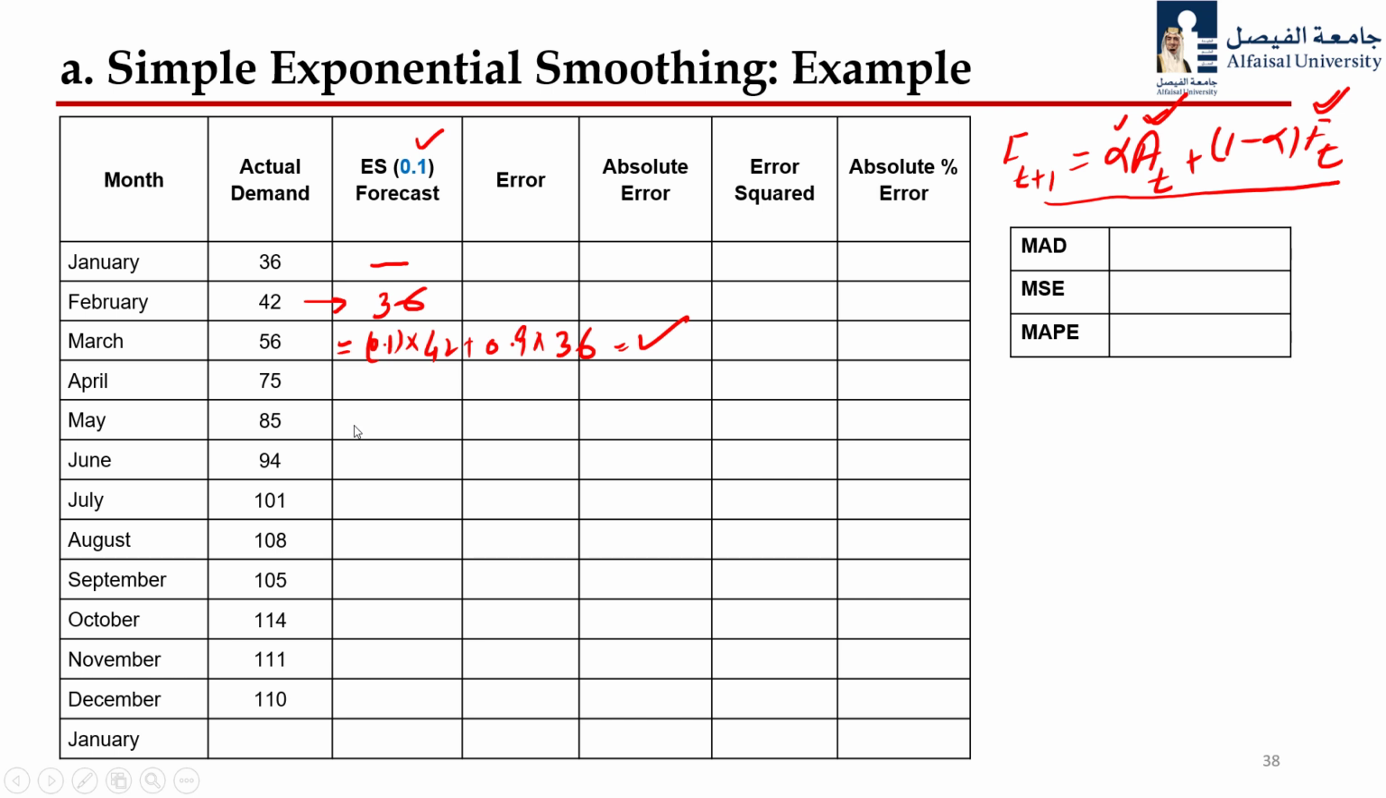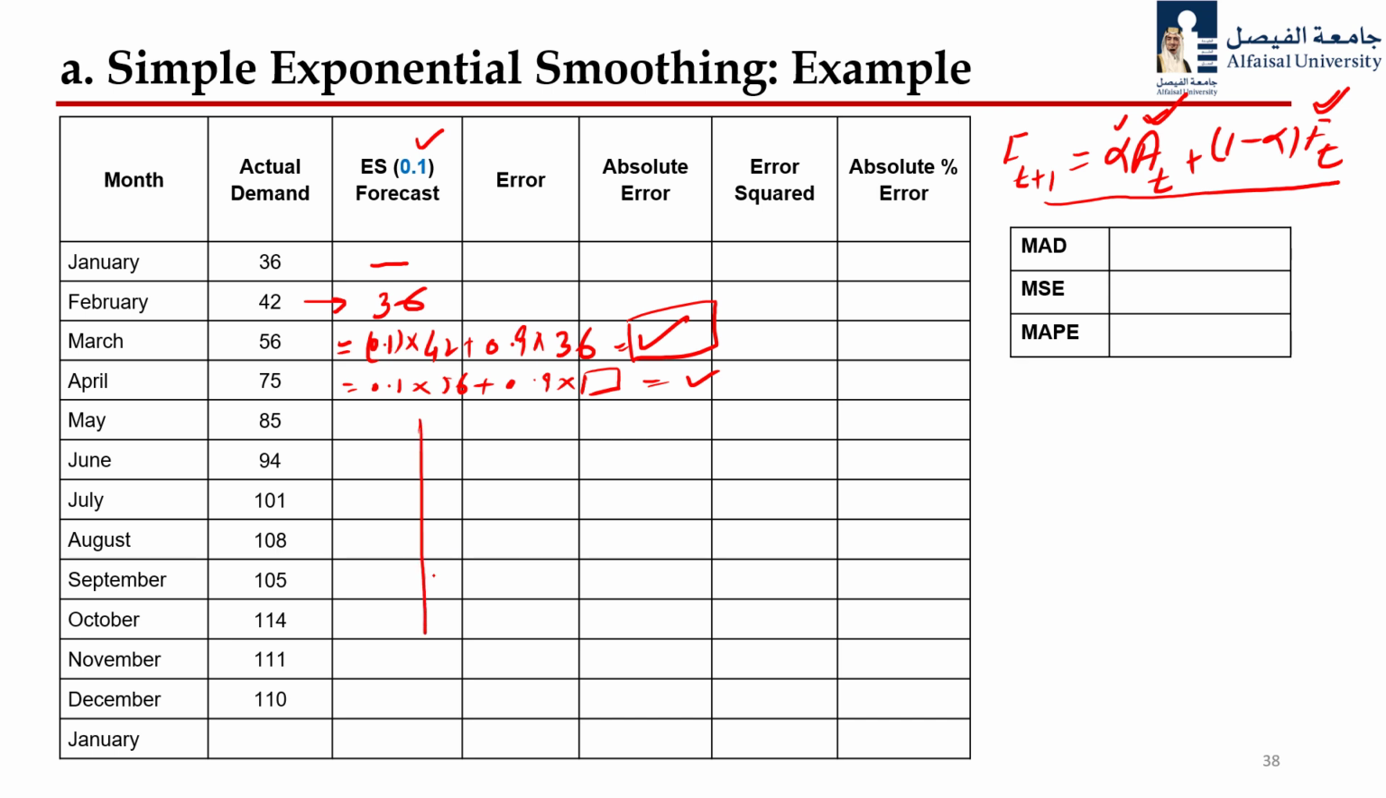The same is the case in order to get the value for April. So that is going to be 0.1 multiplied by the actual demand for the month of March, which is 56, plus 0.9 multiplied by the forecast value we got for March, and then we would be able to get the forecast value for the month of April.